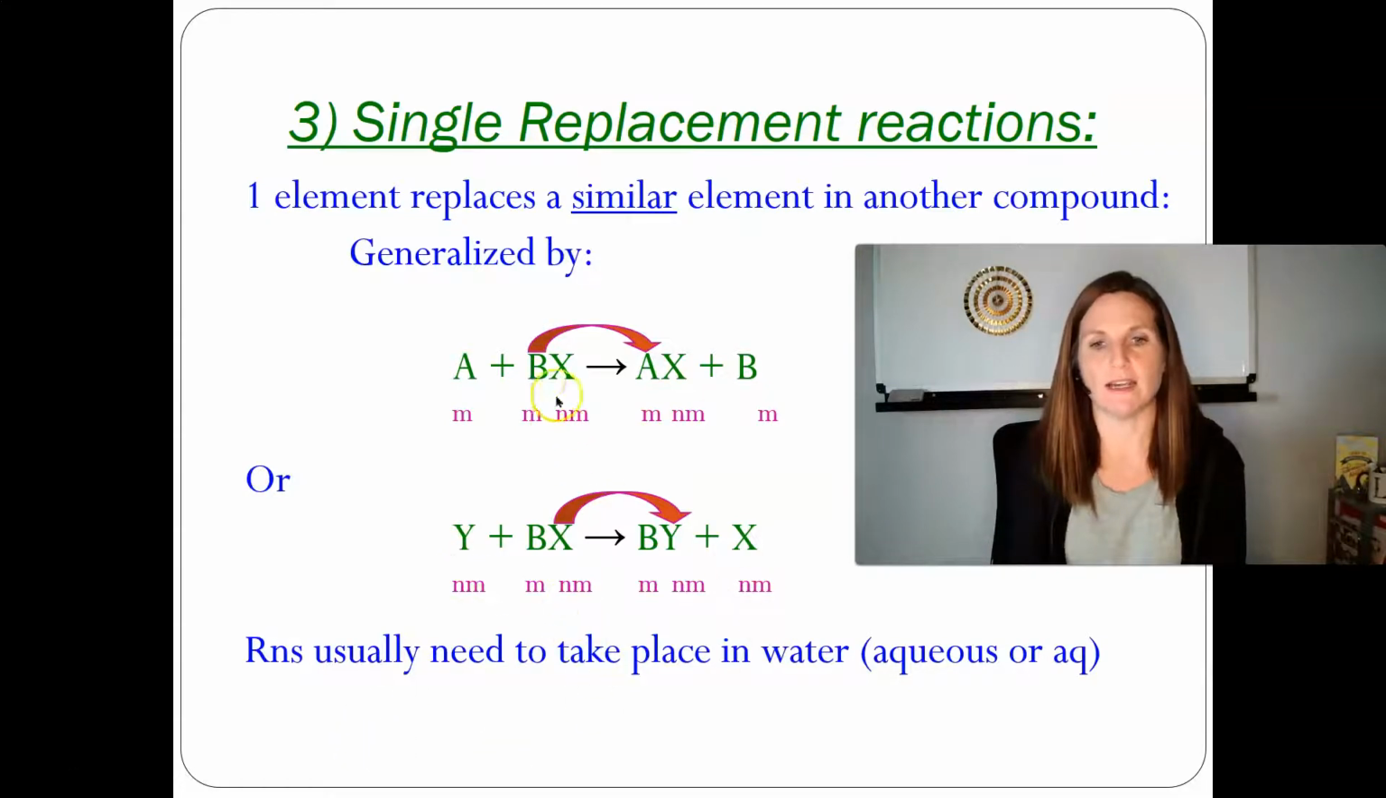And what you're seeing here is that in this case, A is getting substituted in for B so that A is now with X and B is alone. You can do this the other way. Remember, A's are metals. You can do this another way, and a non-metal can substitute in. So B could be paired with X, and Y could cut in, so that we end up with B, Y, and X together.